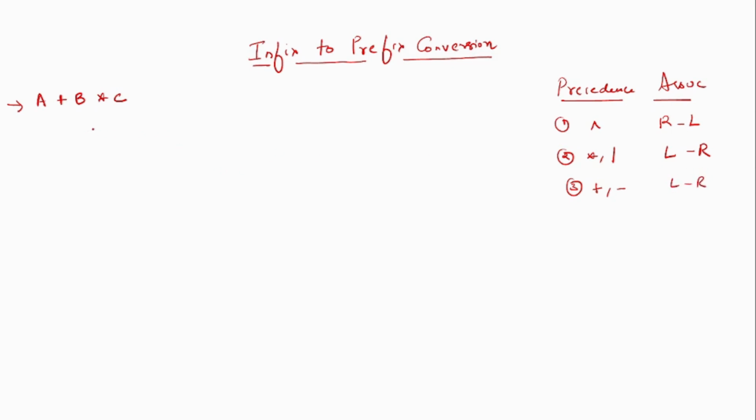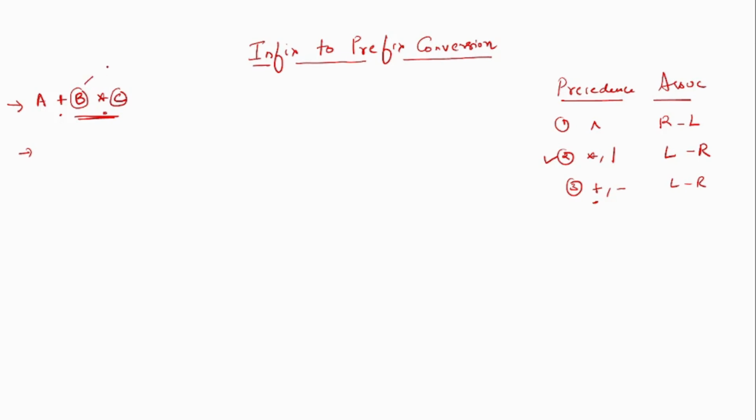Looking at this expression, we can see there is a plus operator and a multiplication operator, correct? The multiplication operator has greater precedence than the plus operator, therefore we need to solve this sub expression first. B is operand 1 and C is operand 2. To convert infix to prefix, we just put the operator before operand 1.